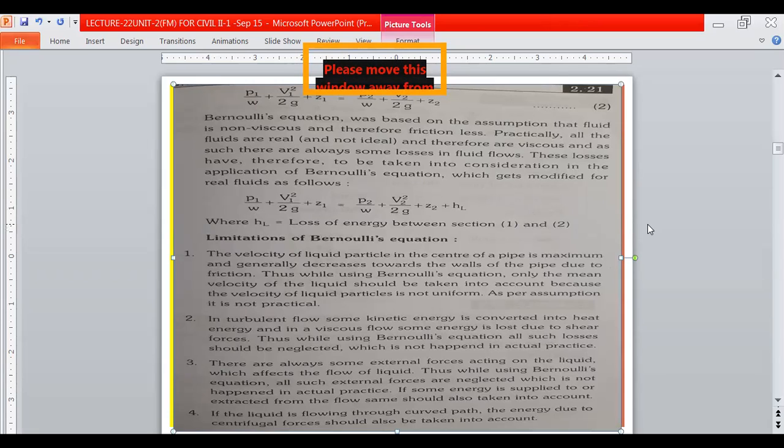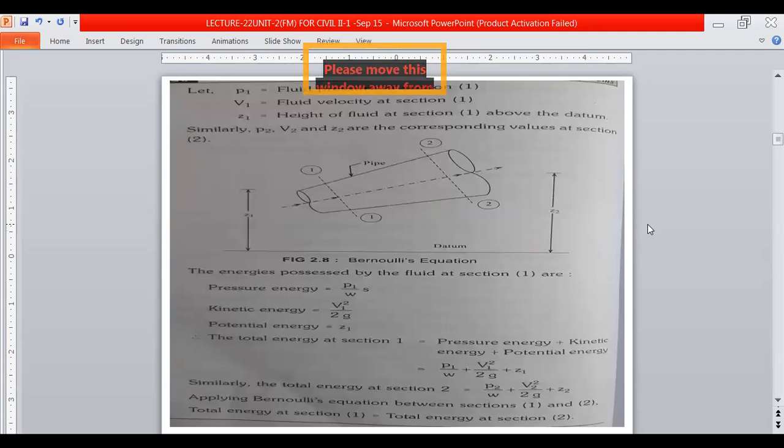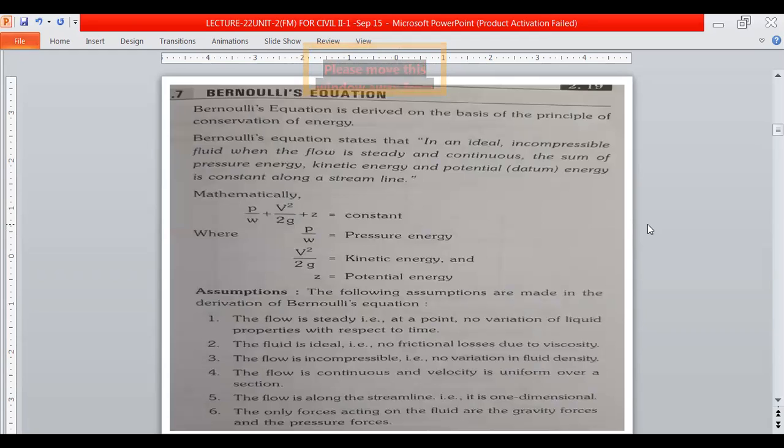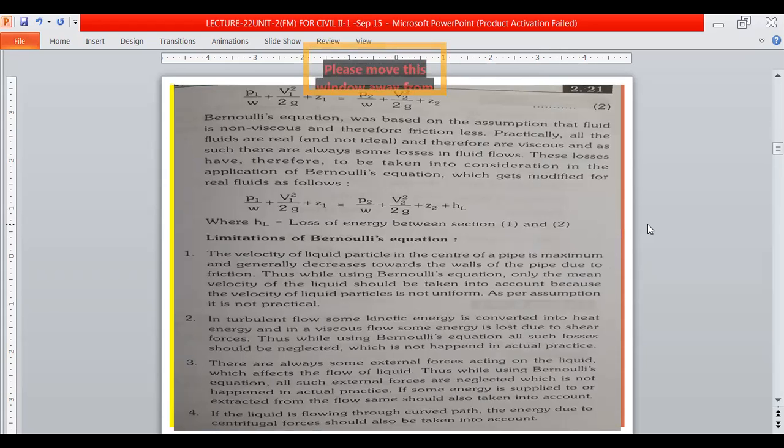So this is the derivation of Bernoulli's equation, very simple and straightforward. When it comes in the question, state assumptions, you have to write these assumptions and derive the expression for Bernoulli's equation, so this derivation has to be done. And what are the limitations?